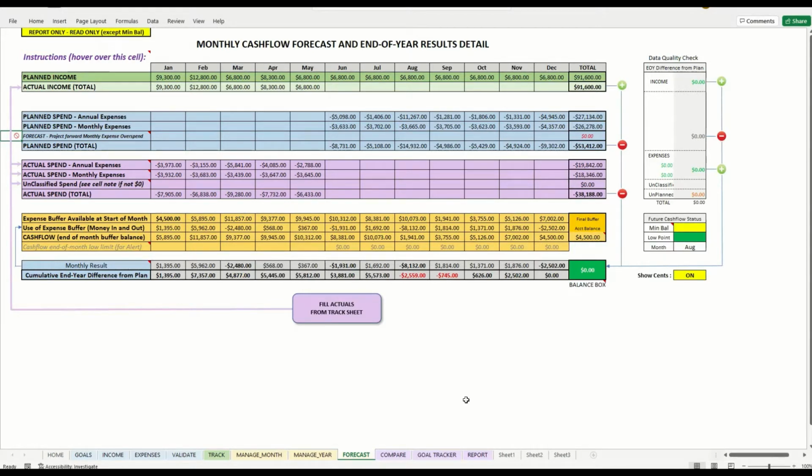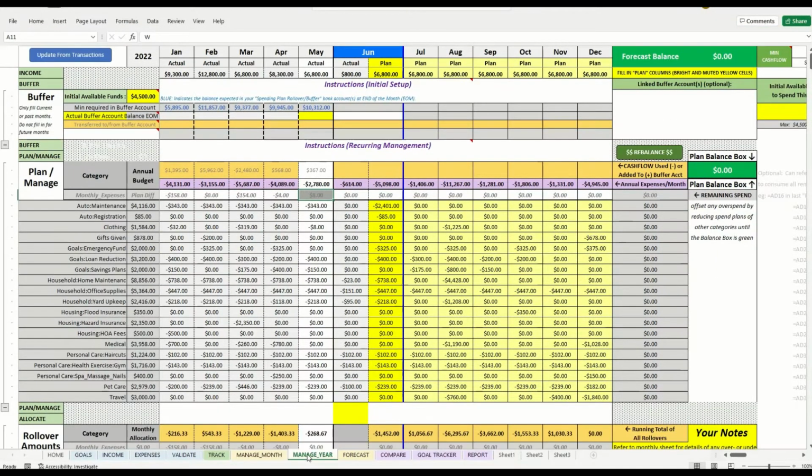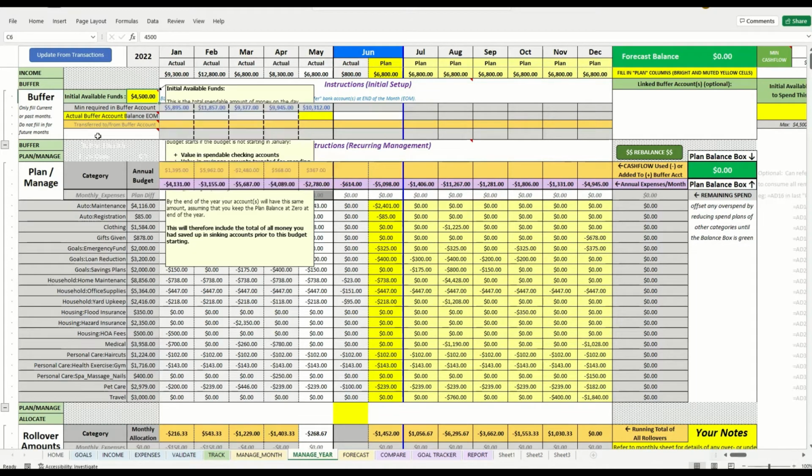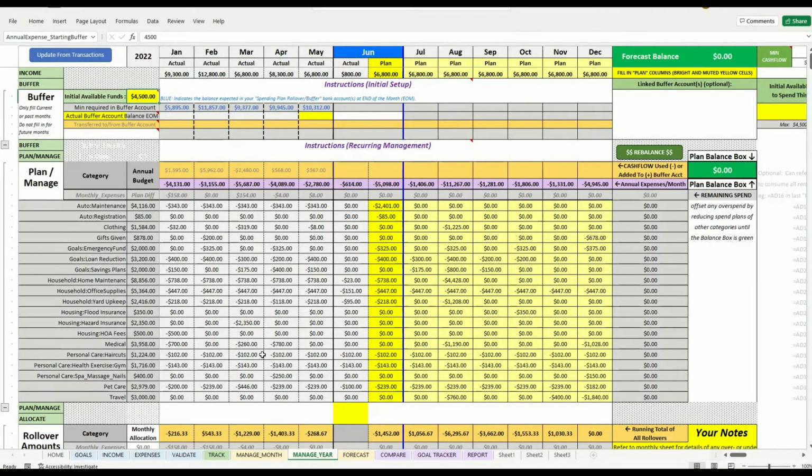But what we're going to look at today is how you can use the tool to flag or identify any cash flow issues in your planning sessions. To do that, we need to first look at this first number, which is the amount of money that you start at in your accounts. If you go to the Manage Year tab, you'll see that there is a cell here to enter the initial available funds.